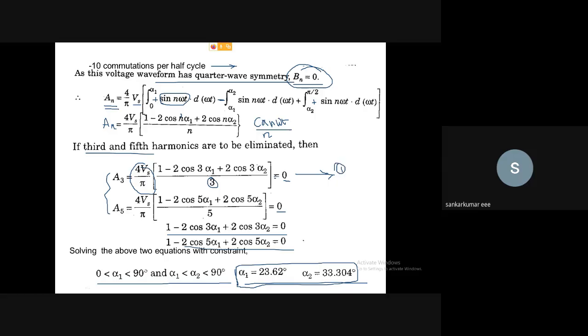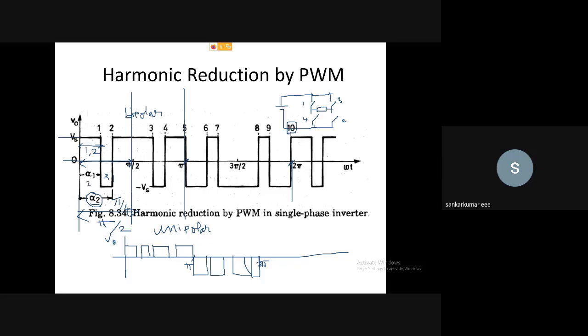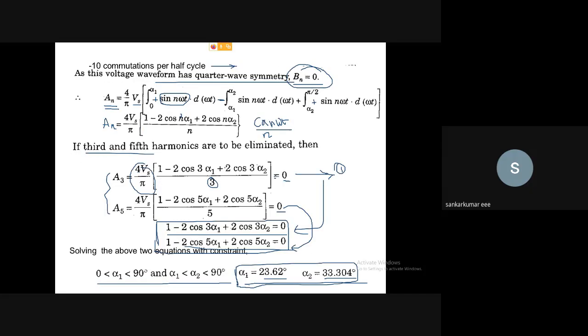So this is your first expression, and this will be the simplification of the first expression, and the second equation simplification will be like this. If we solve these two expressions by any mathematical method, we will get the values of alpha 1 and alpha 2. That is, we are getting 23.62 and 33.304. So that will be the optimized value. If we switch at 23.62 and at 33.304, we will have the output voltage with no third order and fifth order harmonics.